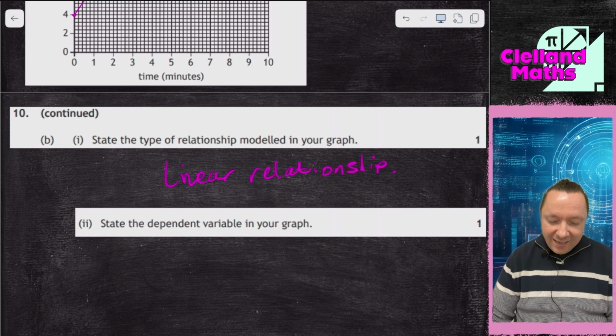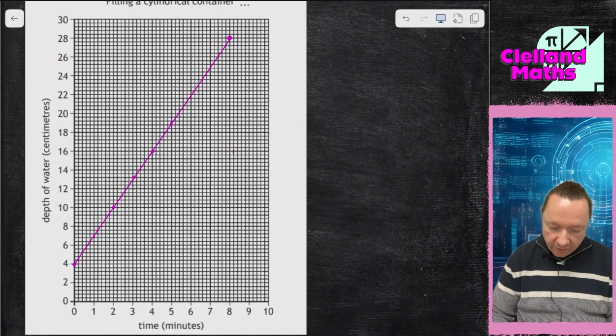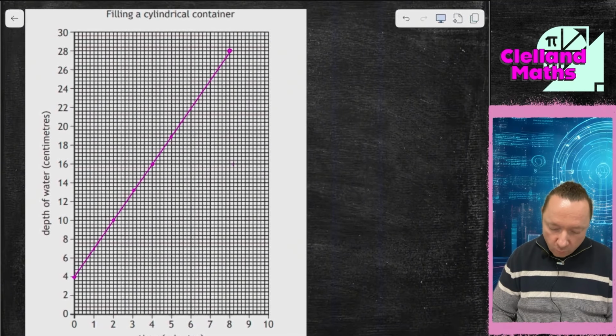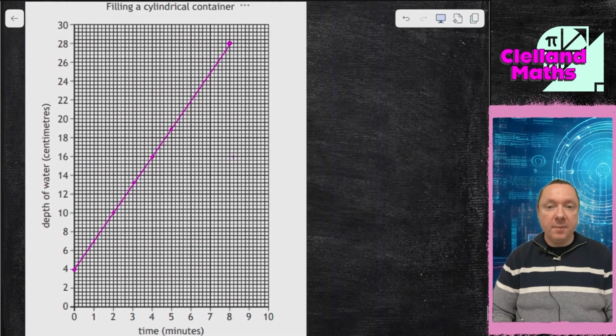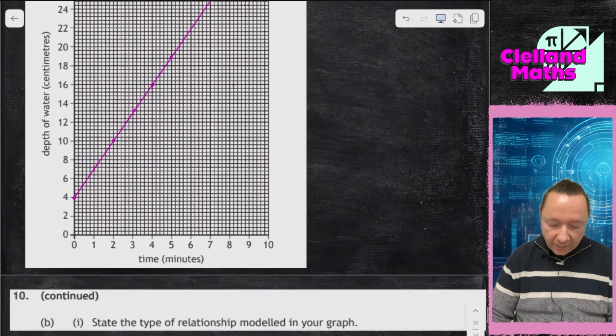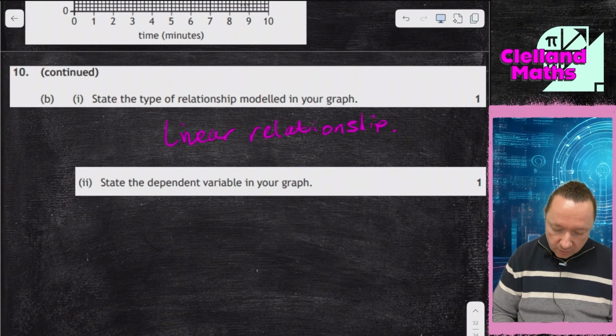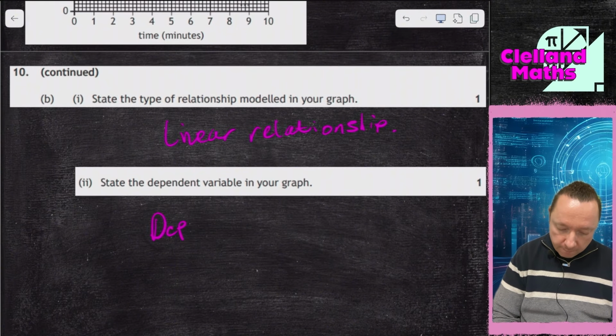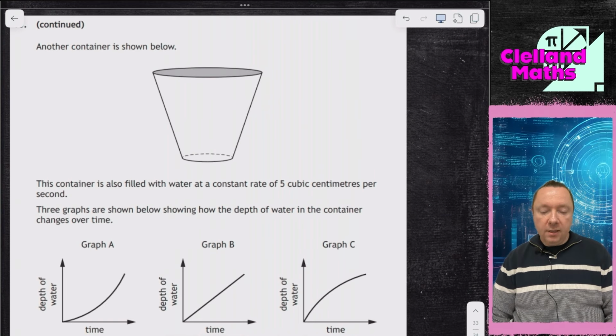State the dependent variable. Well, the depth of water is dependent on time. As time changes, the depth of water changes. So the y-axis is always a dependent variable. So the depth of water, in centimeters, obviously.